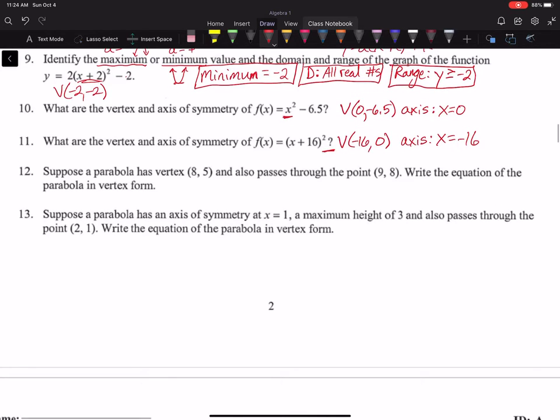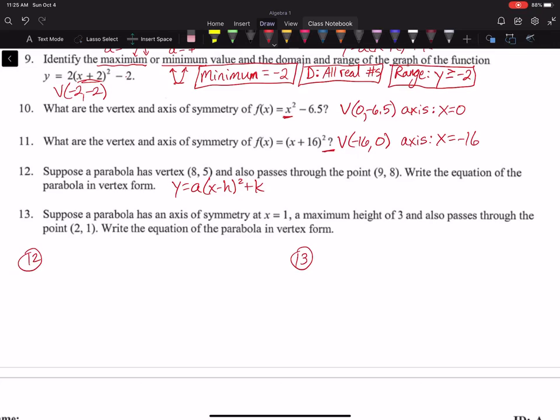12, 13, and 14, we're all doing the same thing. They want us to write it in vertex form. So again, I'm going to write the vertex form out. y equals a times x minus h squared plus k. I have room to do 12 right here, and I'll put 13 over here. And let me mark out number 2 there, because I don't want you to get confused.